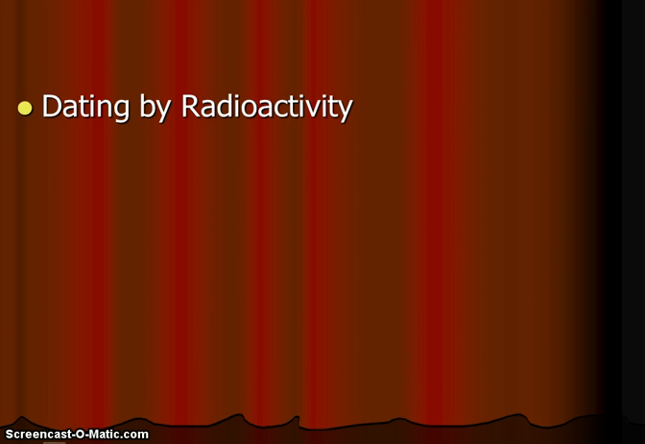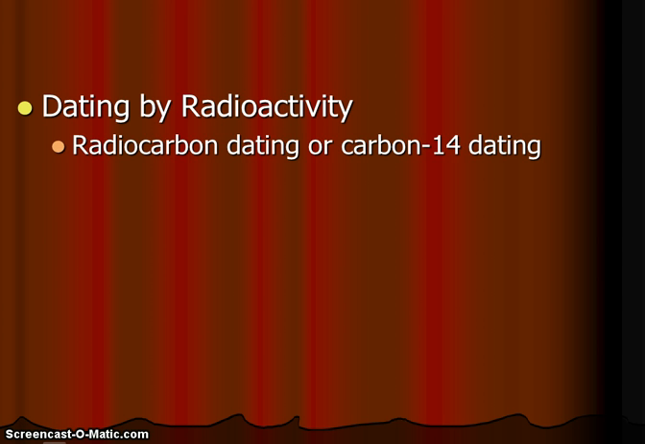Now we want to deal with radioactive dating. This is used to determine the age of a particular specimen. Particularly, we're going to talk about radiocarbon or carbon-14 dating. This is basically a type of dating process that determines how old carbon-containing specimens are. So let's look at two reactions.